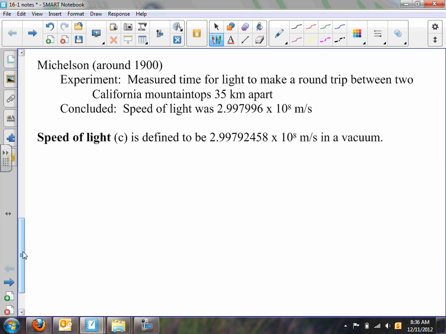You don't have to remember 9 significant digits. For most of our work, if we just round c, the speed of light, to 3 times 10 to the 8th meters per second, that would be good.